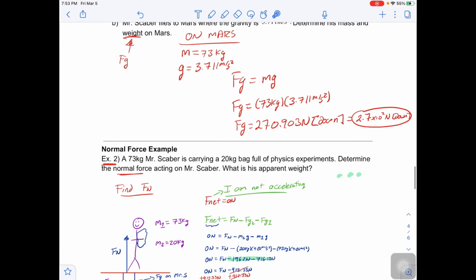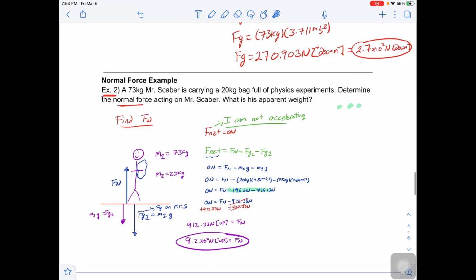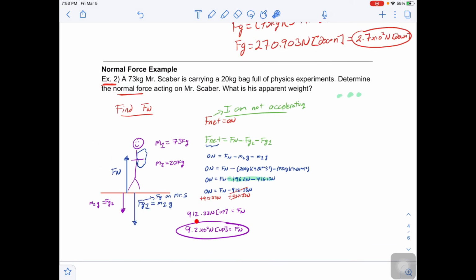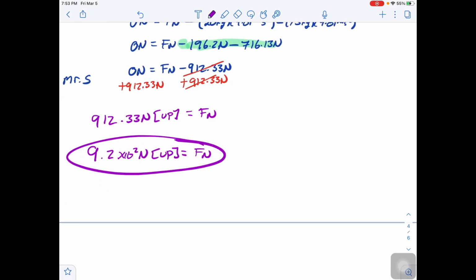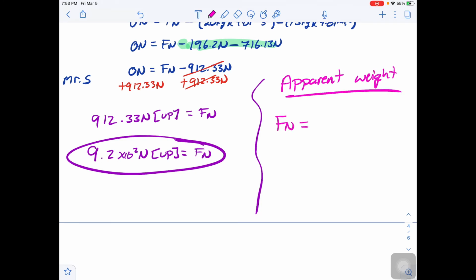So here, we calculated that I normally feel 270 newtons just standing still. But with my backpack on, now I weigh a whopping 912 newtons. So at this point, my apparent weight is my normal force. So Fn equals my apparent weight. So weight apparent, WA. So Mr. S feels like 912 newtons.